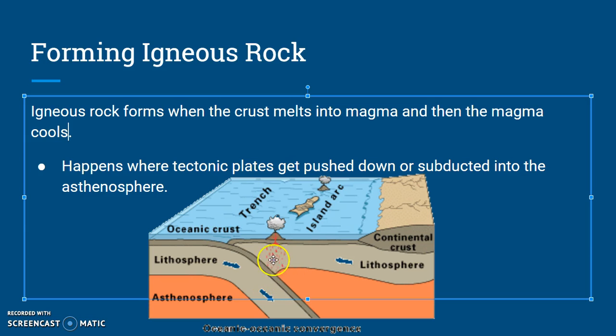And then you see this magma is rising up and it's forming a volcano here, so that when this magma comes out of the volcano, the lava comes out and cools, then it is igneous rock. So your example is when tectonic plates get pushed down and subducted, they melt into magma, and the magma cools. That's igneous rock. But it has to completely melt, unlike metamorphic rock, which only just has to get hot.